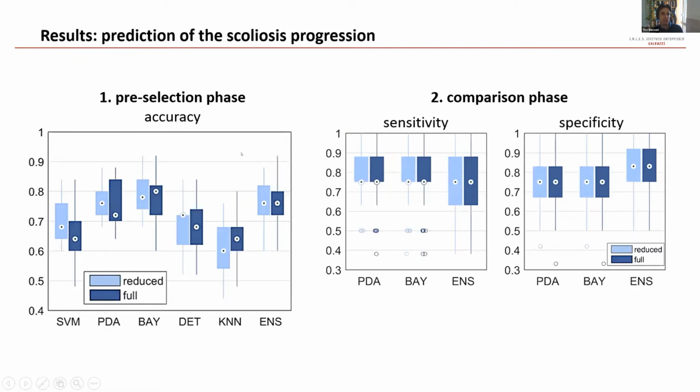The results of the preselection phase demonstrated that 3 of the 6 evaluated algorithms provided larger accuracy, also from a statistical perspective, and specifically PDA, Bay, and ENS algorithms were used in the second subsequent phase, the comparison one, to compare sensitivity and specificity, which pointed out that basically the median values were very similar between reduced and full set, demonstrating the unexpected result that accounting or neglecting the biomechanical parameters provides very similar values of sensitivity and specificity.